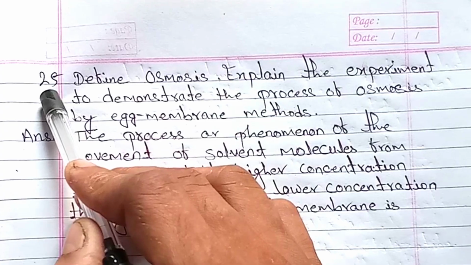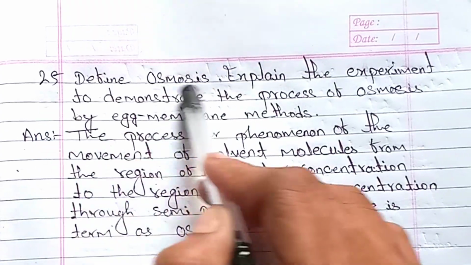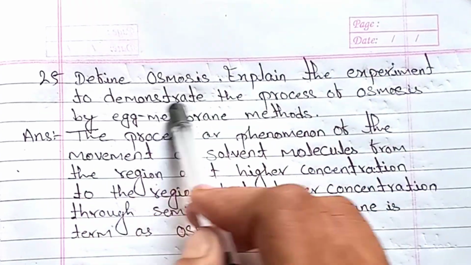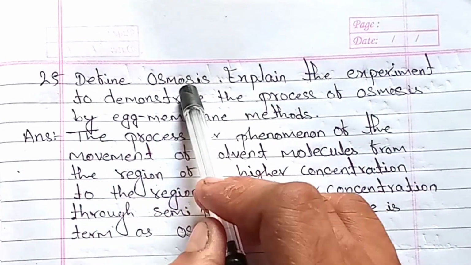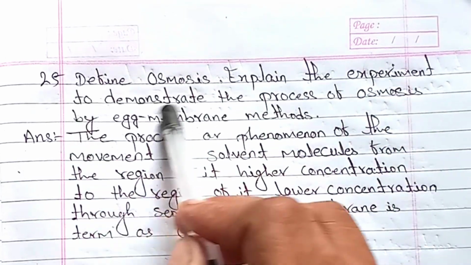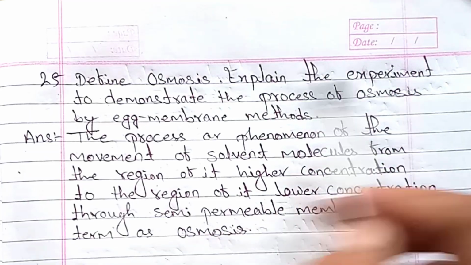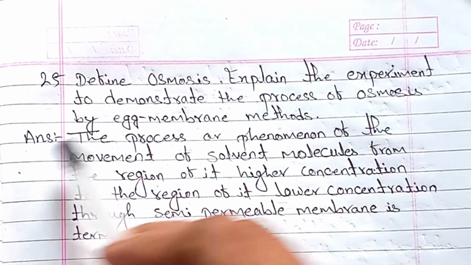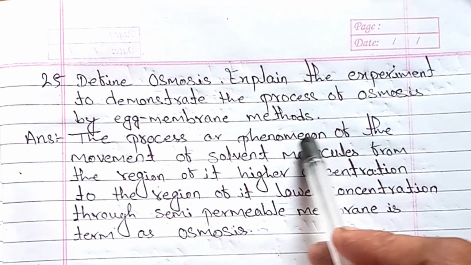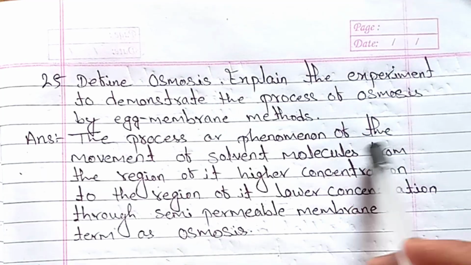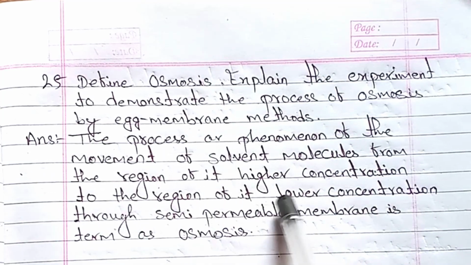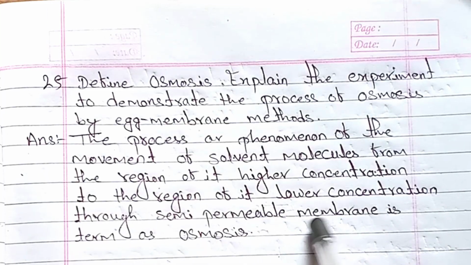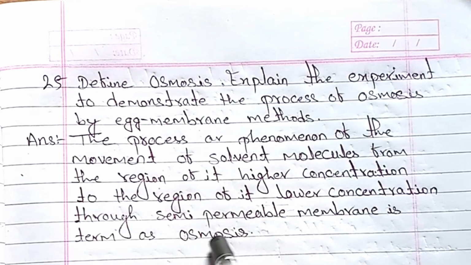Question number 25. Define osmosis. Explain the experiment to demonstrate the process of osmosis by the egg membrane method. Answer. The process or phenomenon of the movement of the solvent molecule from the region of its higher concentration to the region of its lower concentration through a semi-permeable membrane is called osmosis.